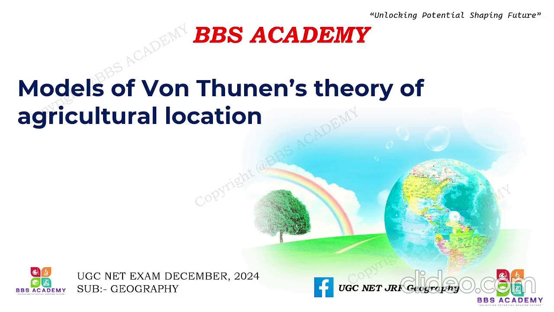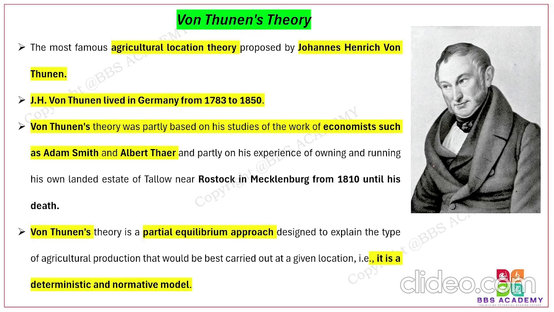In today's topic, we are discussing the models of von Thunen's theory of agricultural location. At first, we have to know about von Thunen. Von Thunen was a German economist, from 1783 to 1850. He lived in Germany.